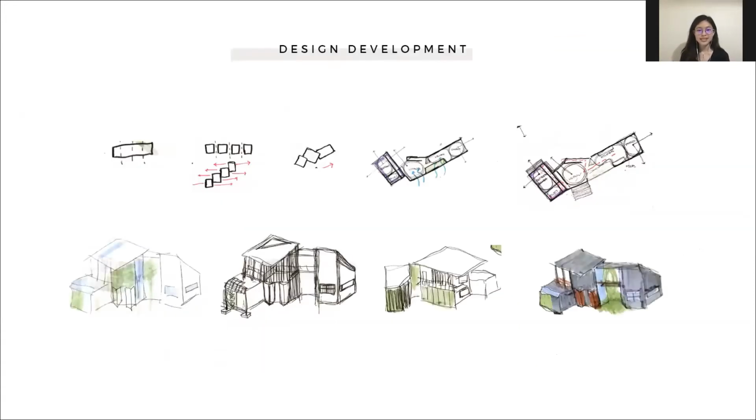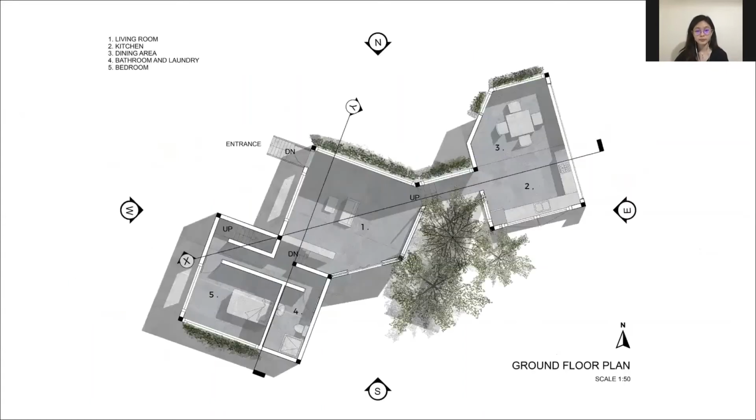The design development started off with a rectangular box, and then it got divided up into different spaces and then orientated according to the views. And then comes the space planning, and finally the facade and the space experience.